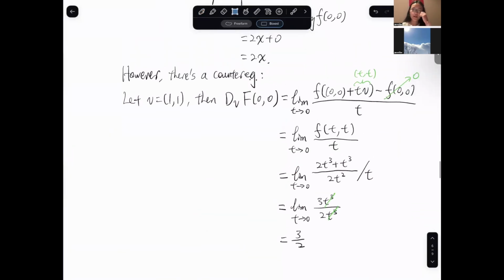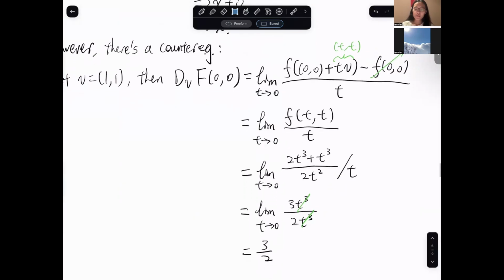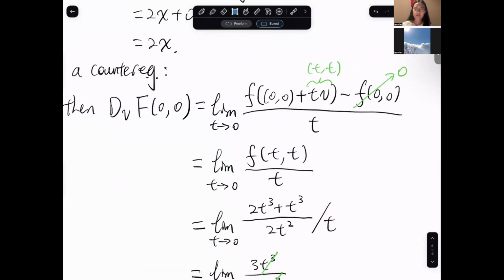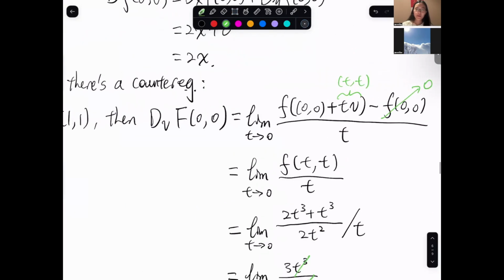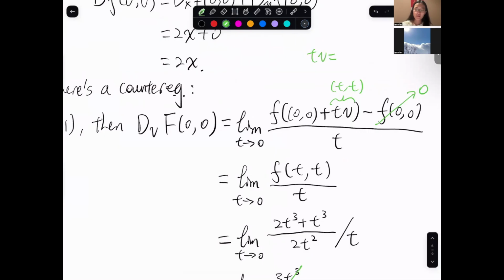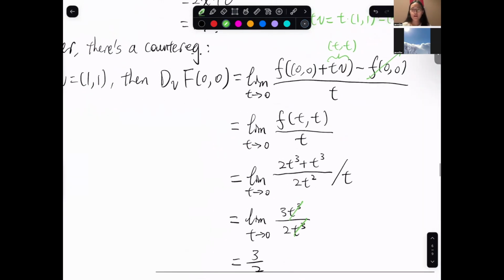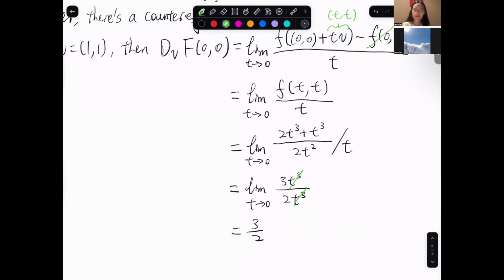So with that in mind, let's go ahead and compute this. Here we're taking the point (0, 0), and we add a small change in components, which is (t, t). Step by step, tv is t times (1, 1), and since t is just a scalar, you can multiply the t into the (1, 1) to get (t, t). Now, if you recall from part A, f of (0, 0) is 0.